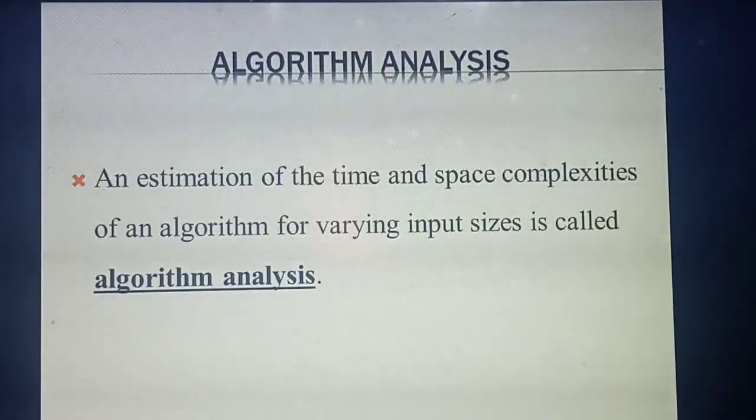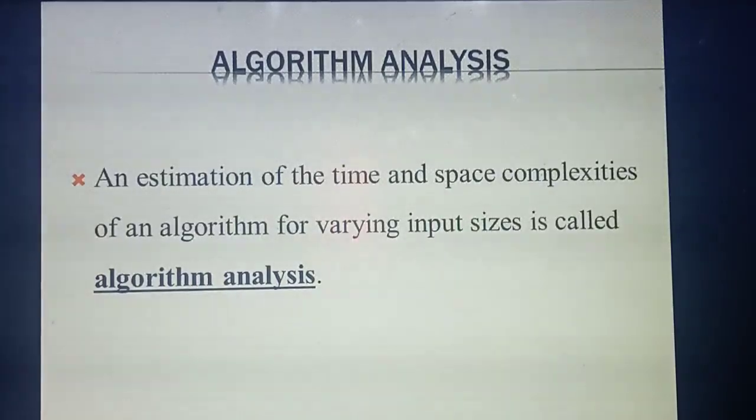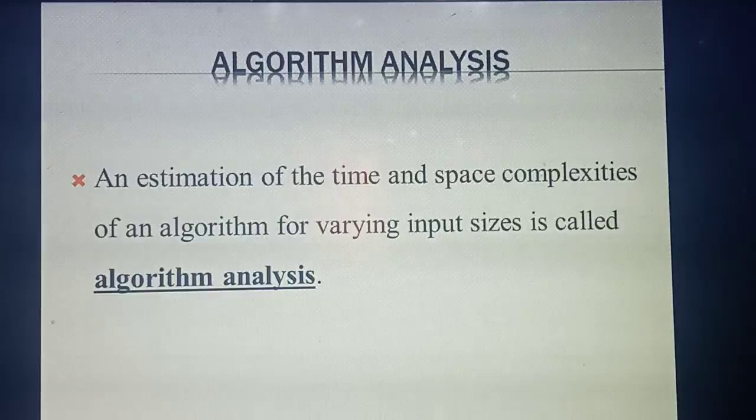So is adding 2 numbers the same as adding 10 numbers? No, no, isn't it? Because adding two numbers will execute faster, you will get a faster result, and it will take less space. Same thing, if you add 10 numbers, you give 11 variables. So the input size is varying, the execution time will also vary, and the space required will also vary. That is called algorithm analysis. Understood? So estimation of time and space of an algorithm, with varying input, is called what?